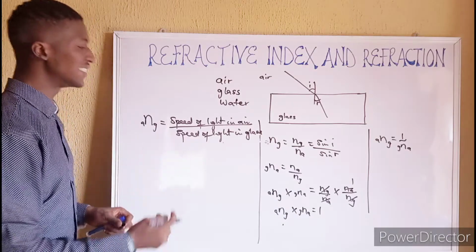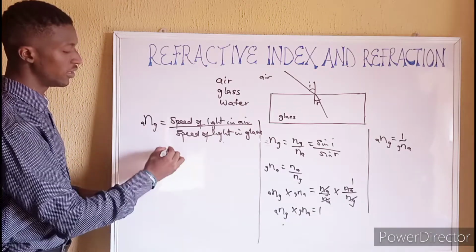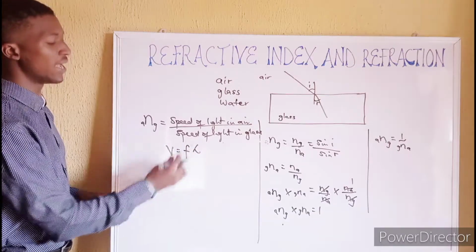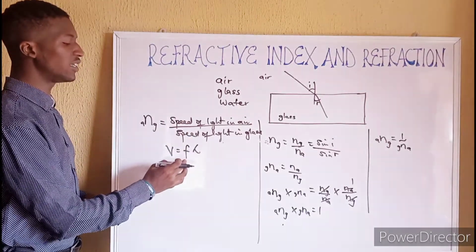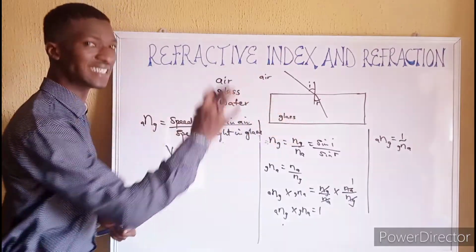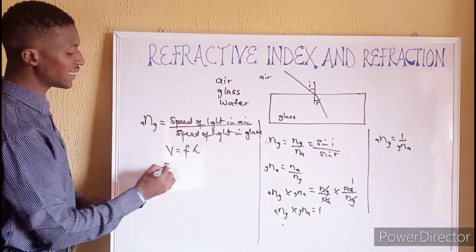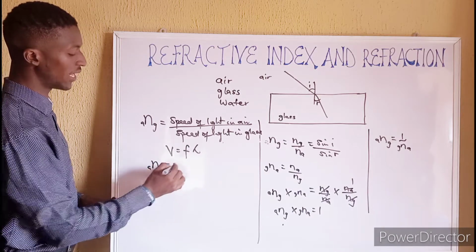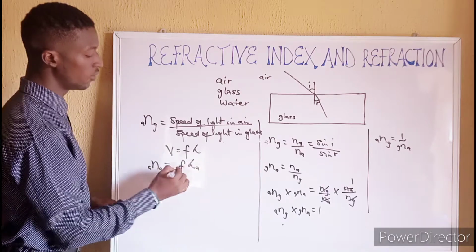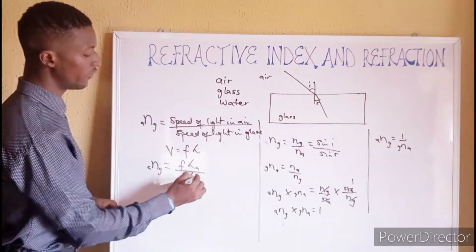Because we all know that the speed of a wave is generally taken as the product of frequency and wavelength. However, the frequency of light in air and the frequency of light in glass is the same. So when we take the refractive index of air to glass to be the product of frequency and wavelength in air, over the product of frequency and wavelength in glass.